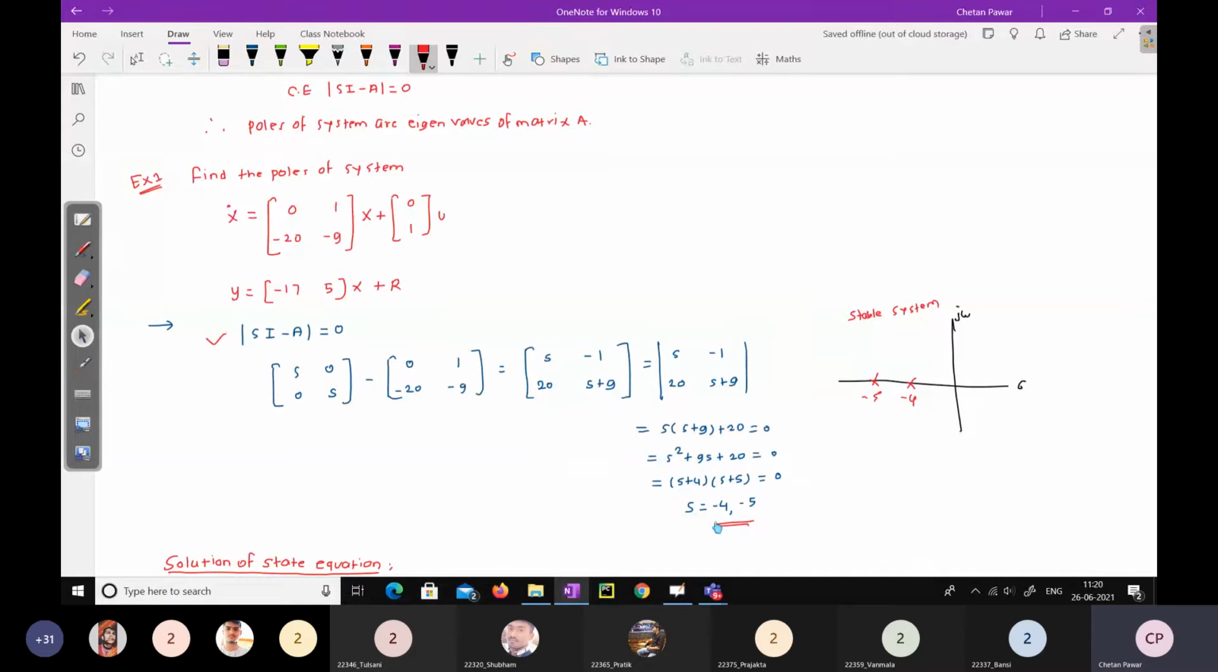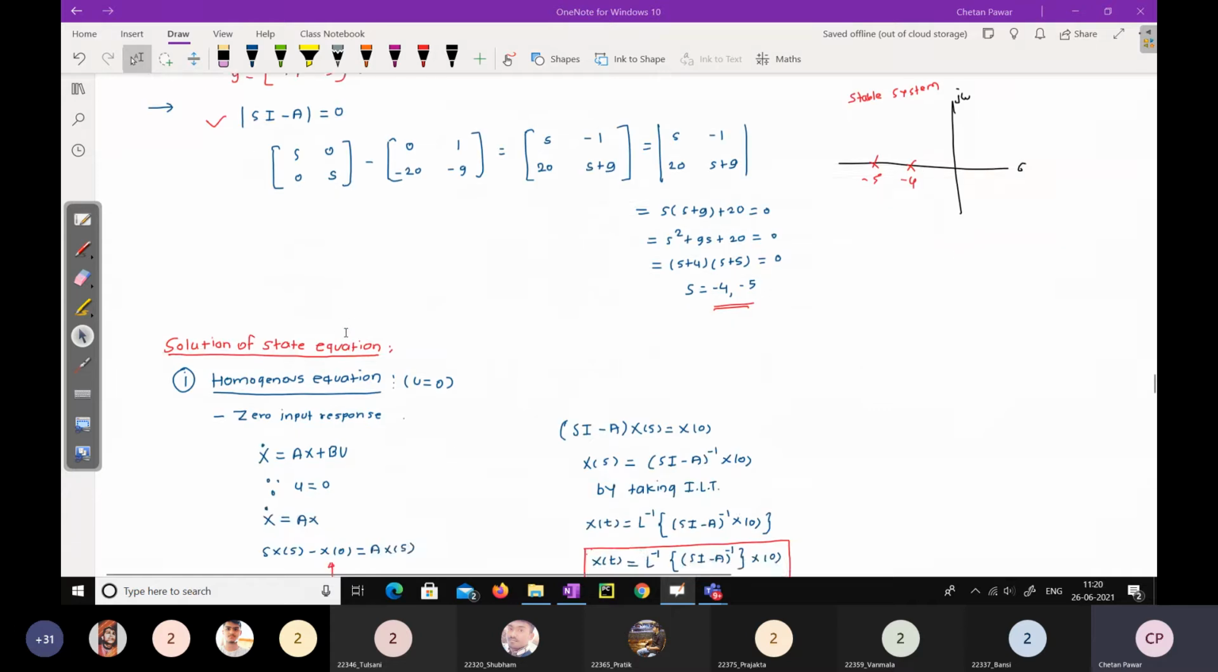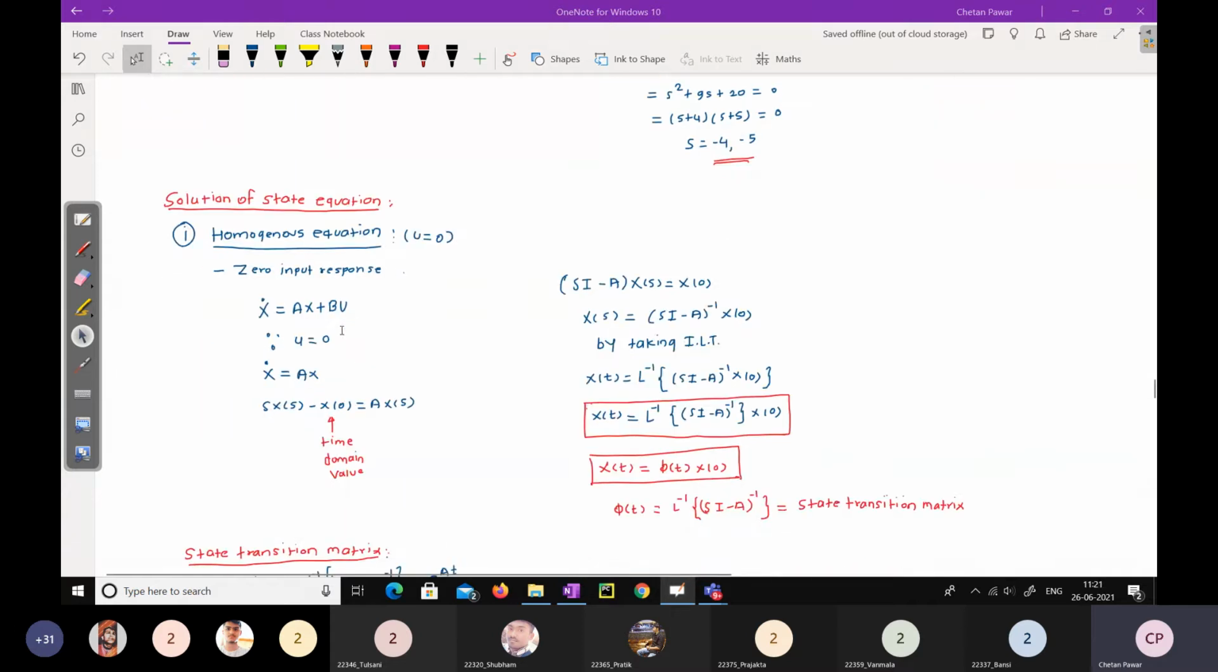Now let us see the solution of the state equations. What is meant by the solution of the state equation? We just need to find the output, or we can find the state vector. There are two equations, homogeneous and non-homogeneous, and the solution will be different for each. What is meant by a homogeneous equation? Where the input is 0, that is, U is equal to 0, the zero input response.